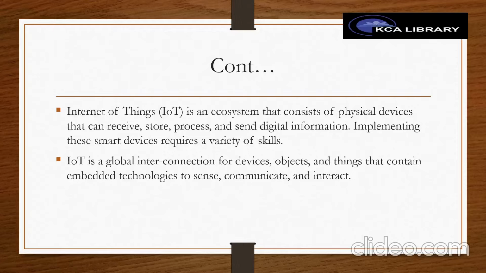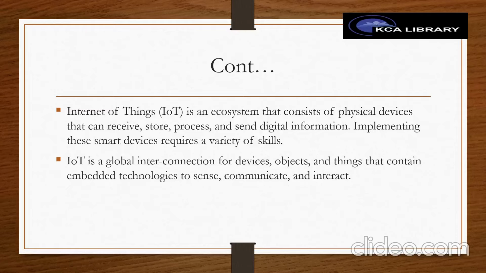Let's continue. Internet of Things is also an ecosystem that consists of physical devices that can receive, store, process, and send digital information. Implementing those devices requires someone with a variety of skills. In addition to the physical installation, connected devices must be configured and secured properly. That's why the company you choose to implement your Internet of Things solution must be well versed with cybersecurity and configuration of technology infrastructure. That's why people nowadays have lost privacy because of hacking. So someone implementing such solutions must be well versed with security solutions.